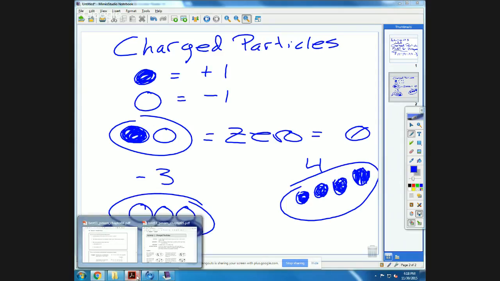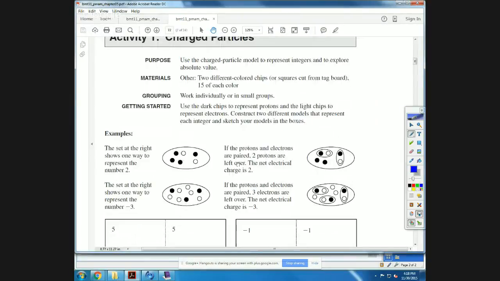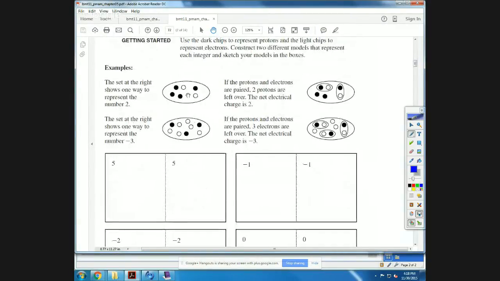All right, so let's take a look at our project. So basically they're showing some things here. This set right here is really 2 because you can wipe out a couple of these by saying that's a 0 and that's a 0. So there's only 2 positive charges left, and then demonstrating that over here. Same thing here. This is another way to say 3 because you 0 out some of the charges, and there's only 3 negative charges left.